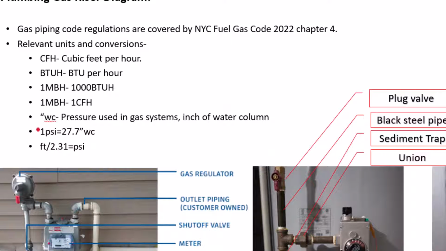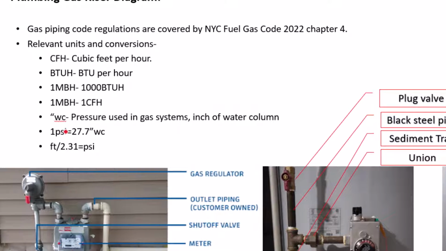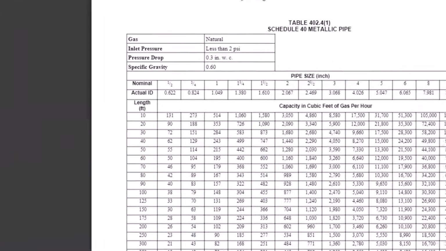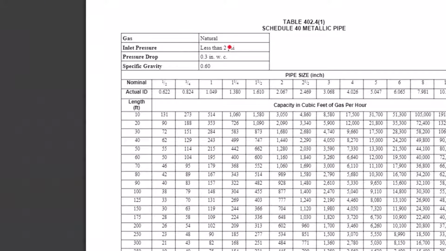So if you go to this conversion again, 2 psi is over 54 inches of water column. And since we have 4 inches of water column at the outlet of the gas valve, we are under this 2 psi. So this table can be used. The pressure drop maximum is going to be 0.3 inches of water column. Okay, and this table is based off of this pressure drop.